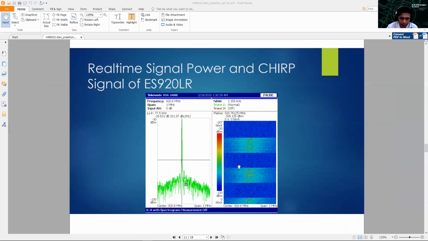So we can look more closely at the signals. This is the up chirp, down chirp, and data. This shows the data from the transmitted data.